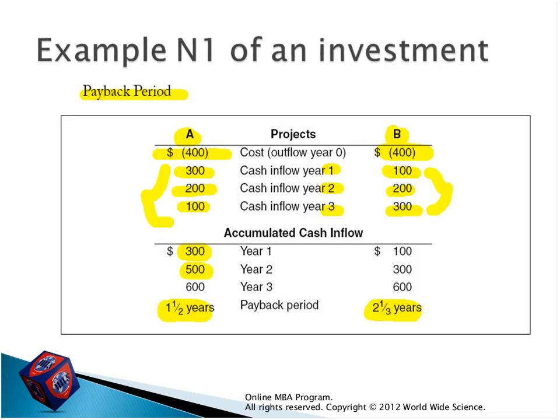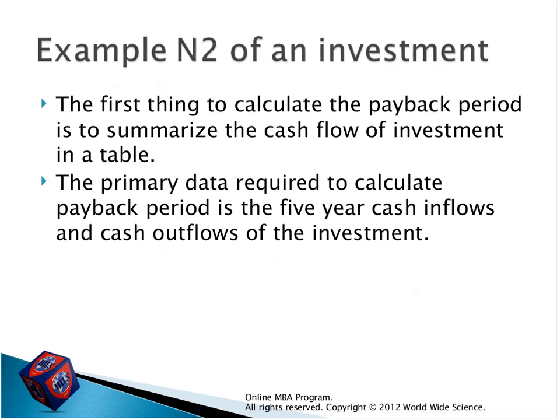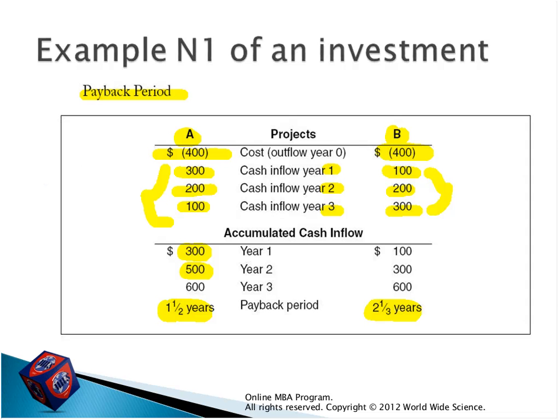Let's see the next examples. The second example is based on the payback period. The first thing to calculate the payback period is to summarize the cash flow of investment in a table that we have done. You remember, I have shown this previously. This is the cash flow table in which we show the investment expenses and as well our profit or savings.